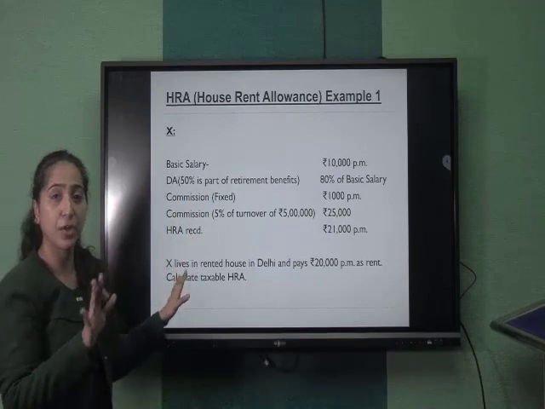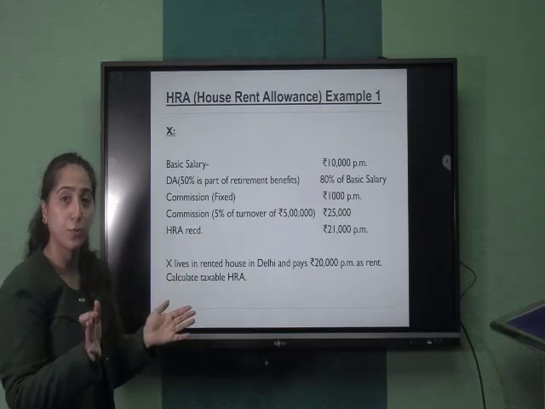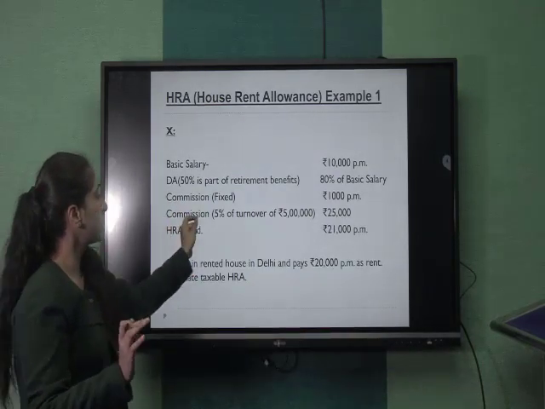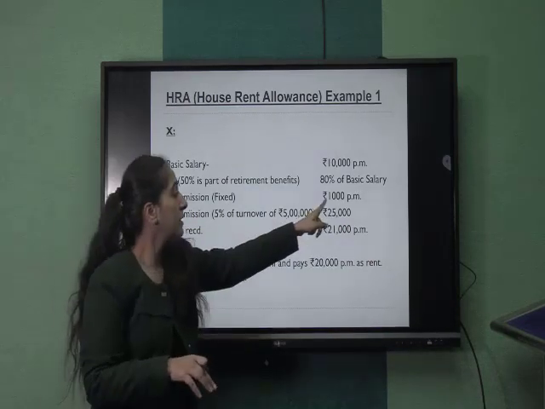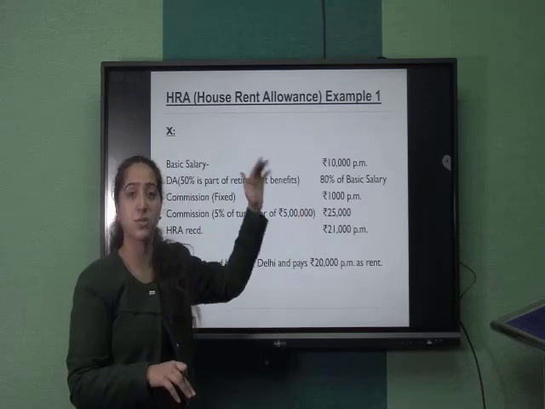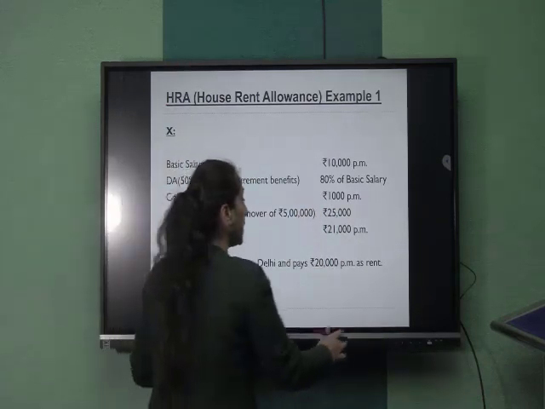The fixed commission we are not going to consider, because fixed commission is not to be considered here. We are just going to consider the commission which is in percentage of turnover, which is this one, that is, 25,000. So these three figures are going to be added.